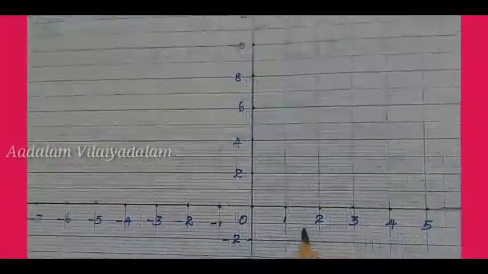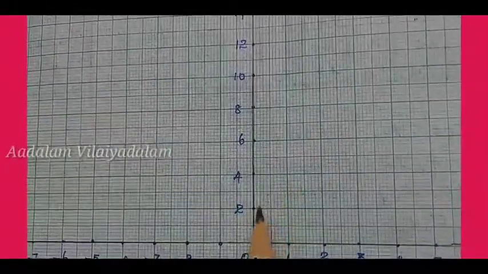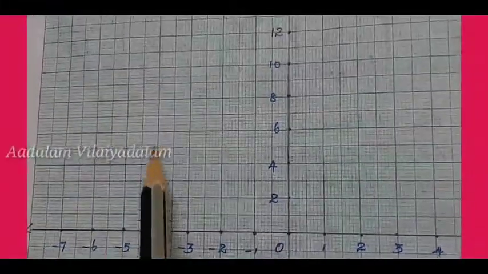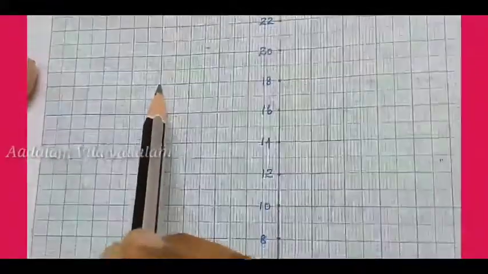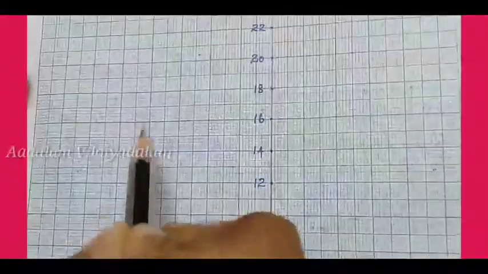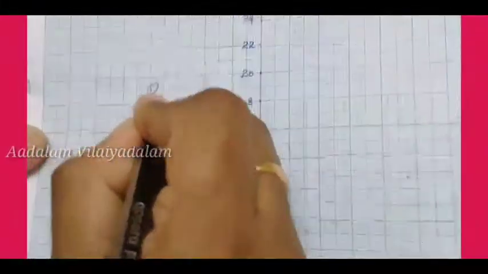Plot the points. On the x-axis 1 centimeter equals 1 unit. On the y-axis 1 centimeter equals 2 units. The first point is minus 4, 19. So this is minus 4, and 19 is just above 18. So minus 4, 19.